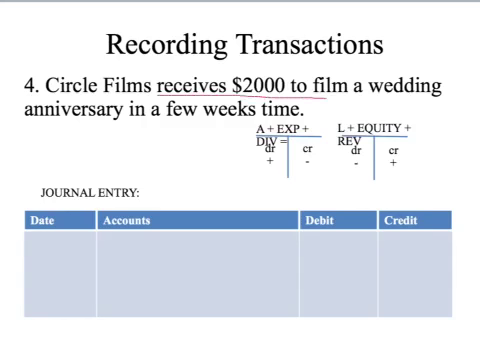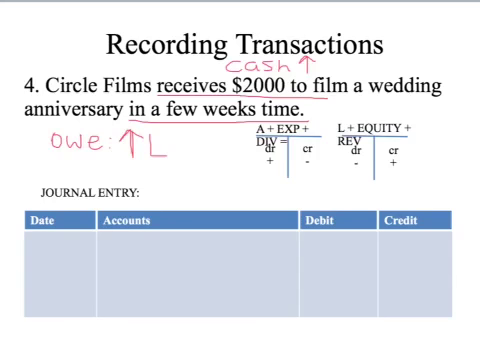Receives $2,000 to film a wedding anniversary in a few weeks' time. So again, we've got receiving cash, so we've got cash increasing. Now, have we given the service to the customer? No, because it says we're going to film it in the future, in a few weeks' time. So we've received the money from the customer, but we have not given the service yet. That means we owe a service to a customer. And from our definitions, we know when the business owes something, that's a liability increasing. And we're going to call this liability unearned revenue.